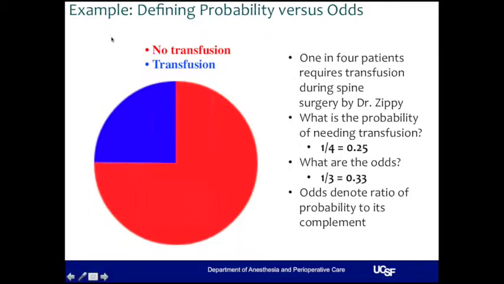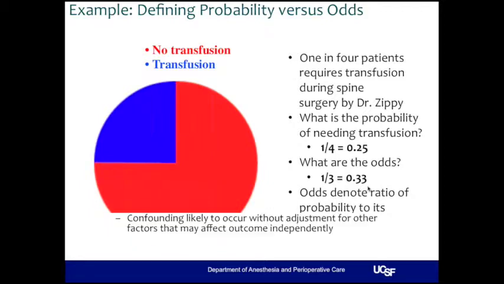On the other hand, what are the odds? The odds are going to be the probability of needing a transfusion divided by the probability of not needing a transfusion. So that'll be 1 here in 3. So you can see this is like a pie divided into 4 pieces. It's going to be 1 in 3 or 0.33. So odds denote a ratio of probability to its complement or its inverse.